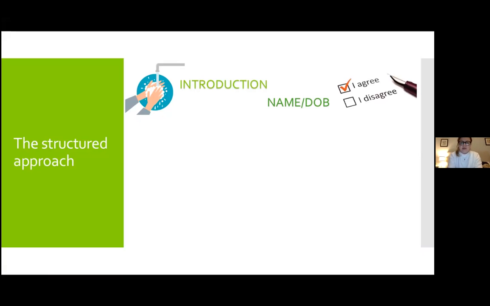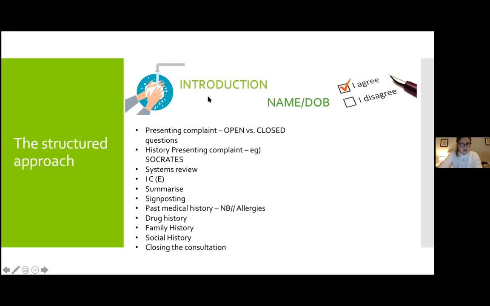And it might seem a bit strange getting consent for a history, because people will be used to getting consent for an examination or a procedure, but it is important in the history as well. So you say you're here to explore the symptoms they've come in with today. You'll also be asking a little bit more about their past medical history, their social history and family history, and ask whether that's okay. So those are the main things to start off with, and then we'll go into the actual history.